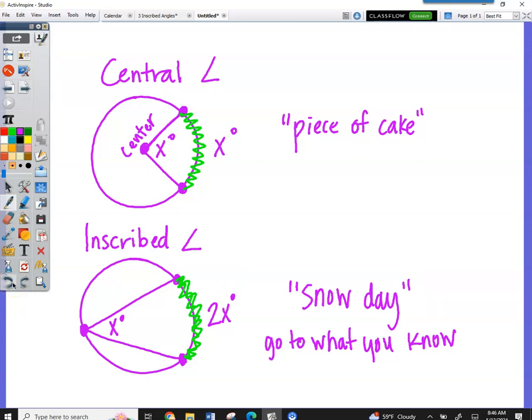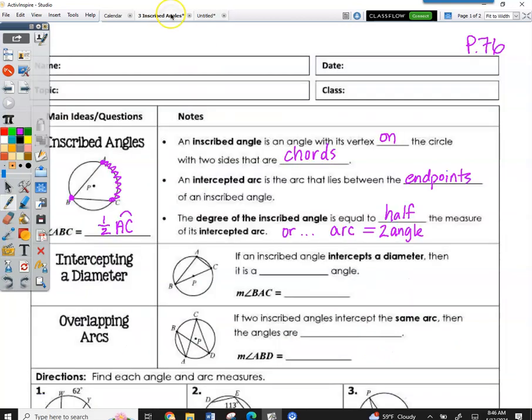That's the problem. When do I double? When do I half it? If you'll think of a snow day and go to what you know and then look at where you're trying to find, then you'll know when to double or half it. Okay?